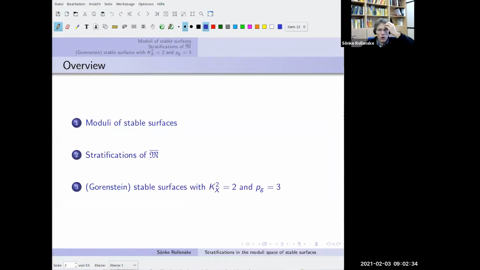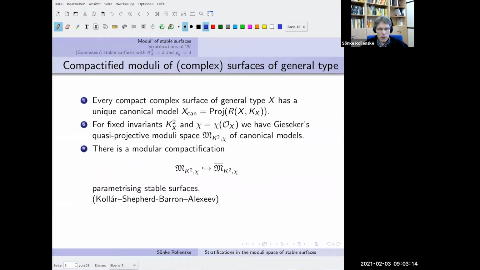So let's start. It was implicit in several talks, but I'll quickly recall what I mean by moduli of stable surfaces. Then I'll propose several ways to look at stratifications of the moduli space or the compactified moduli space. And then I will discuss all these different ideas in a particular example, which is K squared equal to 2 and p_g equal to 3. And I'll put special emphasis on the Hodge theory part, which is the topic of the conference.